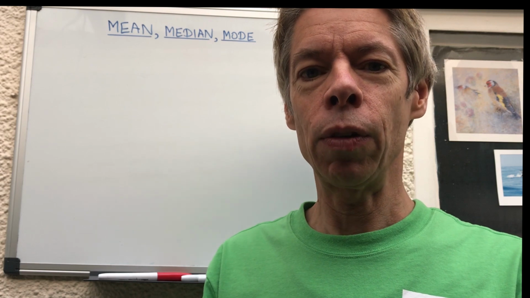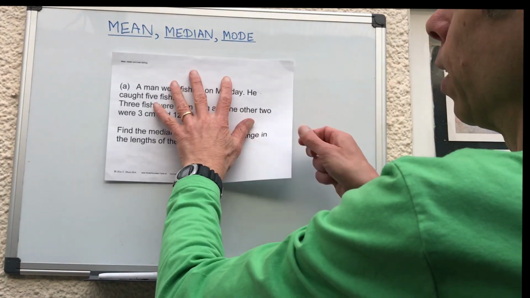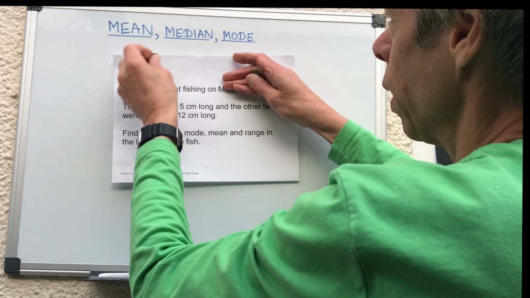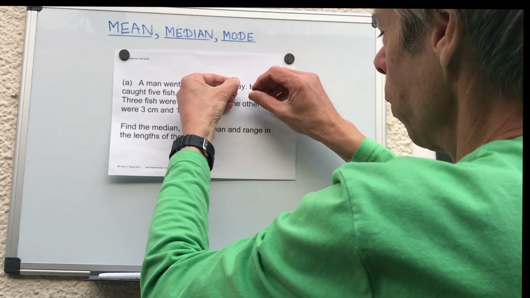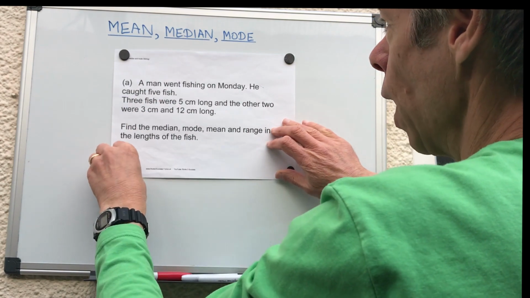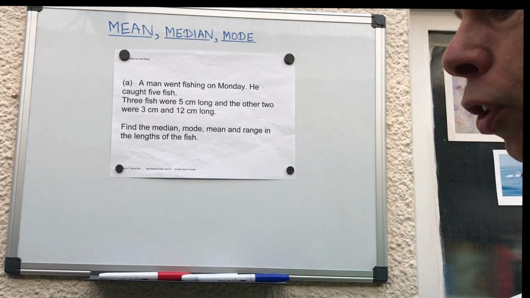But let me give you an example of some data. So I'll put it up onto the board. Okay, so 10 minutes later he comes back with the sheet. Right, so this is a very simple set of data that we're going to look at. As well as mean, median, mode, we're also looking at the range.